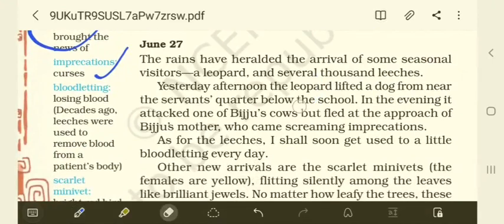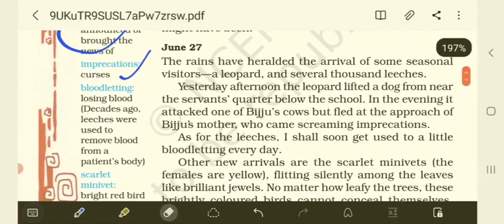The rains have heralded the arrival of some seasonal visitors. So whenever there is rainfall in a hilly area, there are these seasonal visitors. By seasonal visitors, he refers to animals, leopard and several thousand leeches. Okay, leeches are those creepy creatures. They crawl onto you and then they suck blood from our body, isn't it? So as soon as there is rain, these creatures are often seen.